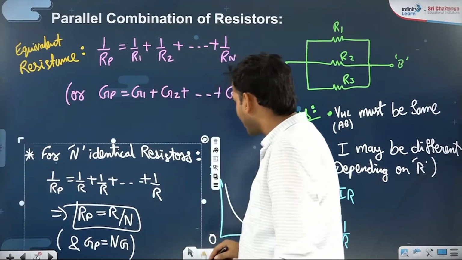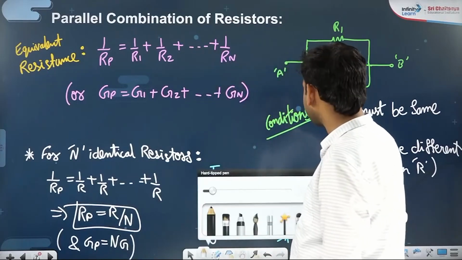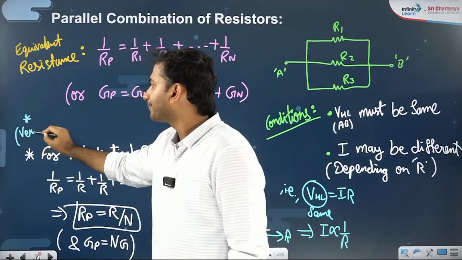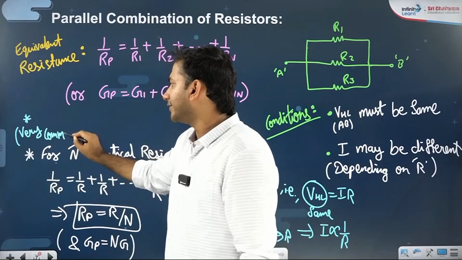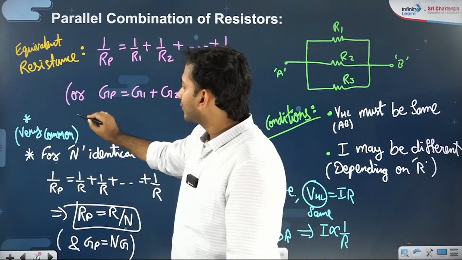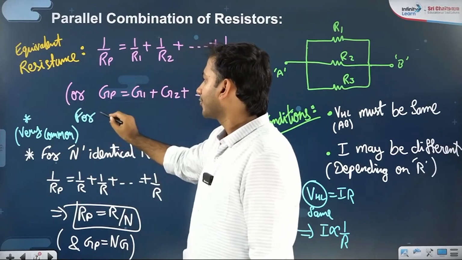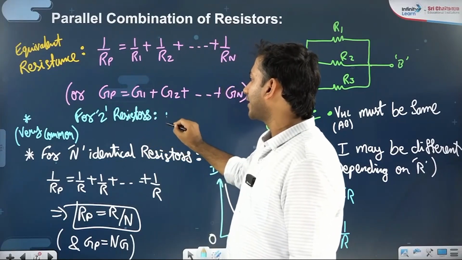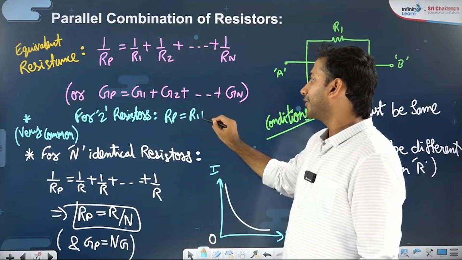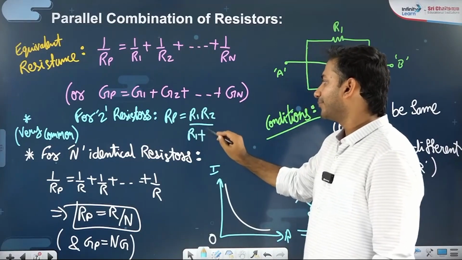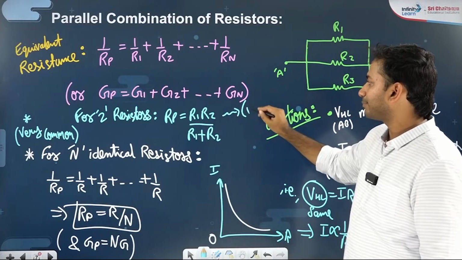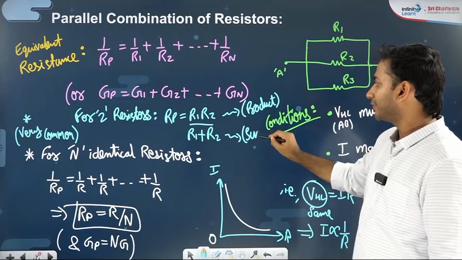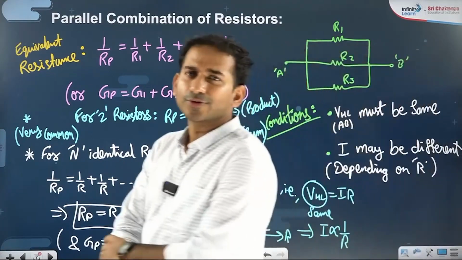particularly for identical resistors or identical conductors. But before that, another important relation for us is for 2. It's a very common one, very common. And you have seen that in earlier stages, that for two resistors, the parallel combination resistance is given by R parallel equals R1 R2 by R1 plus R2. Means generally we say that is product over sum. Product of resistances over sum of resistances. So this was just to give you a recap.